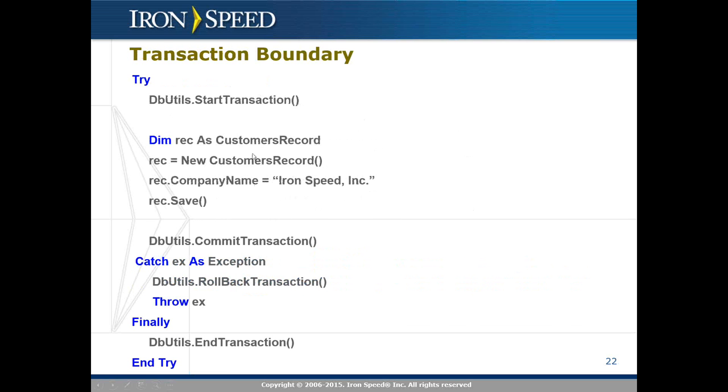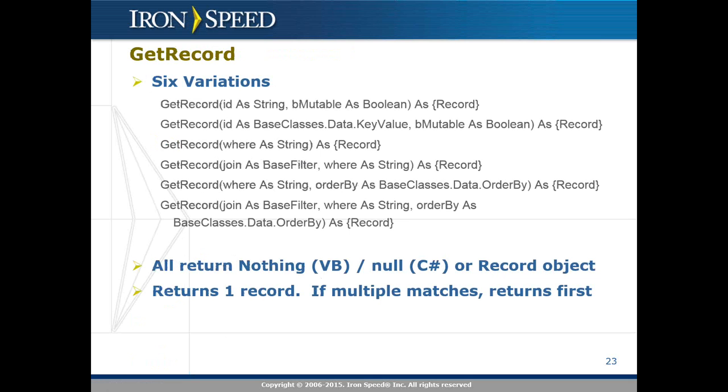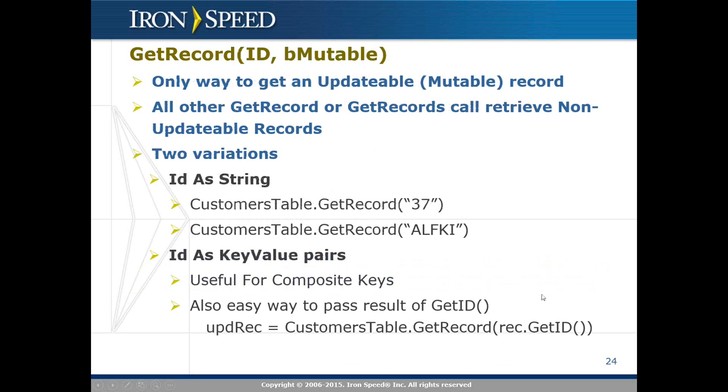In fact, if I go back here, if I wanted to do a get record, I'm sure they've got an example here. I still have to define rec as customers record, and then rec equals customers table.getRecord. And I'm sure they'll show that here in a minute. And if for some reason you're only using get record and not get records, then if multiple matches occur, it'll return the first record. Okay, which may or may not be what you want. So, this get record call here, I've always had a love-hate relationship with.